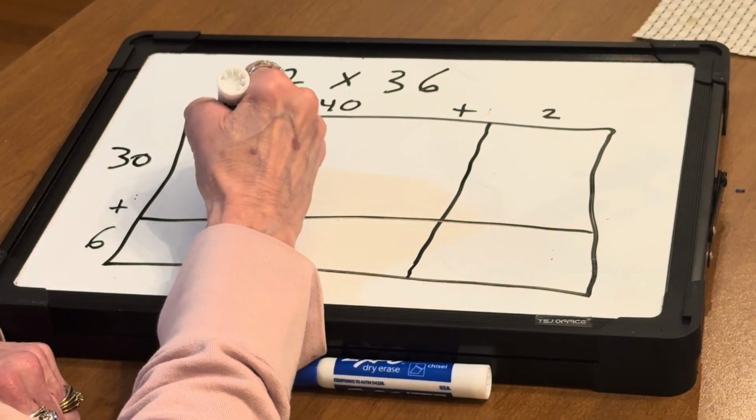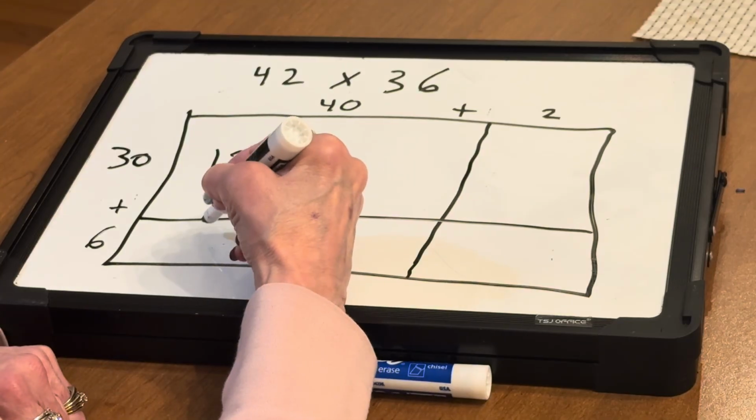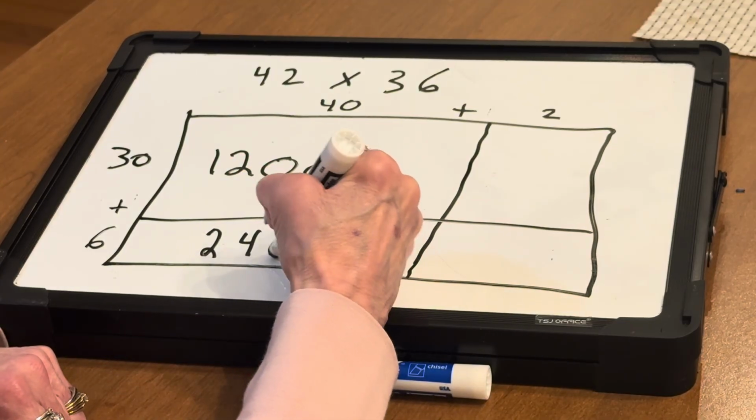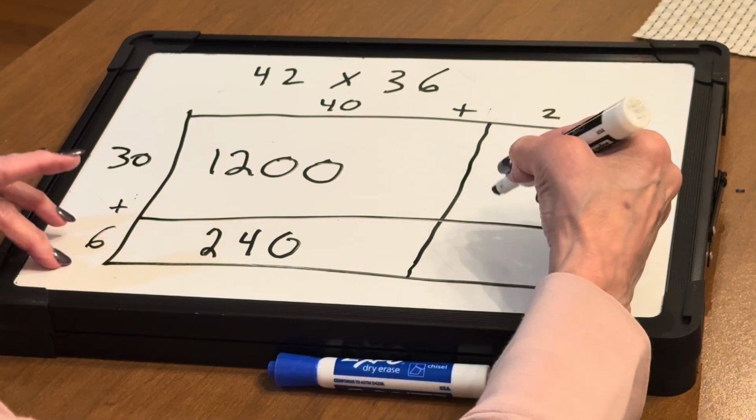3 times 4 is 12. I add my 2 zeros. Here, 40 times 6 is 24. And I add my 1 zero. Here, 30 times 2 is 60. And 2 times 6 is 12.